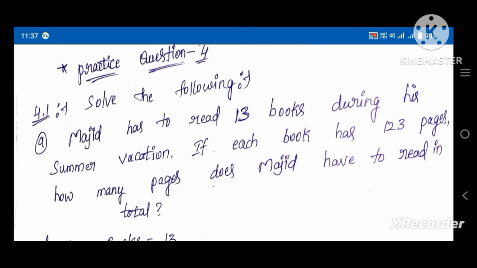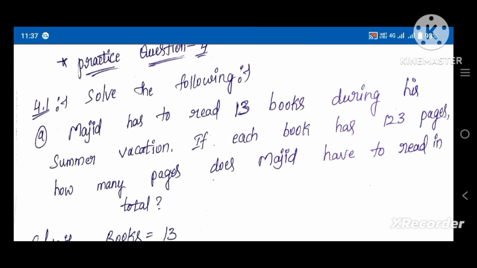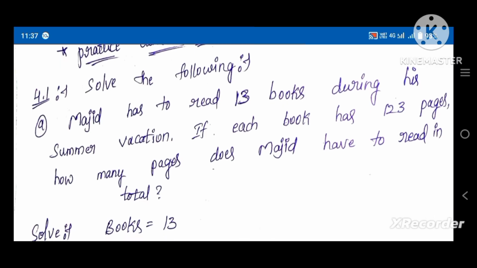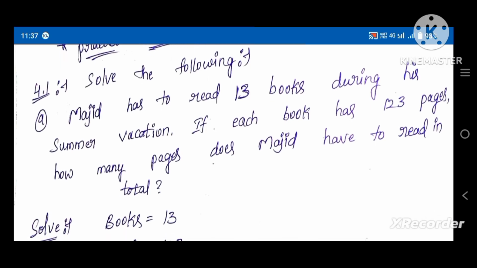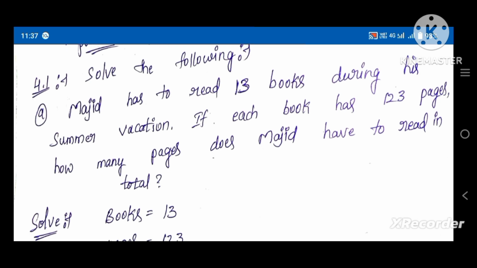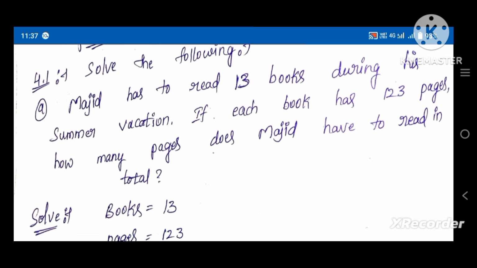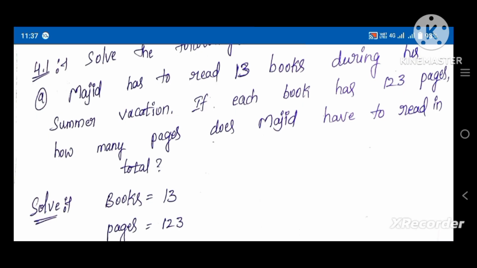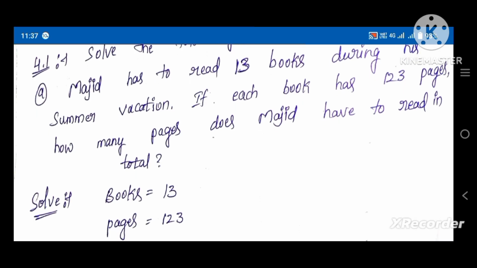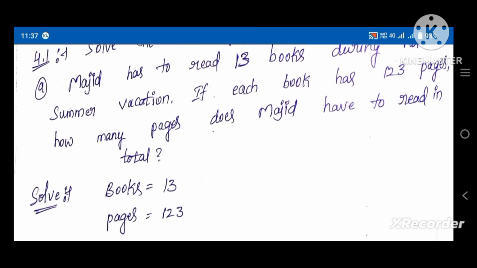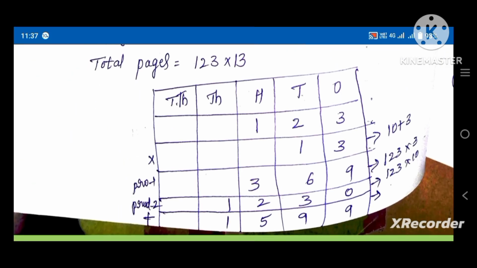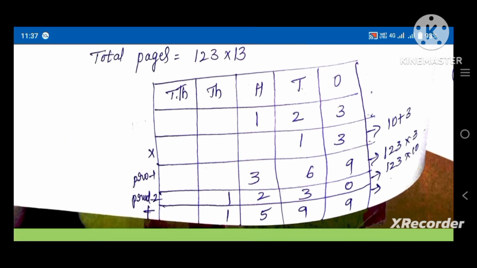4.1 Solve the following. A. Majid has to read 13 books during his summer vacation. If each book has 123 pages, how many pages does Majid have to read in total? Solve. Books are 13, pages are 123. Total pages are 123 into 13.